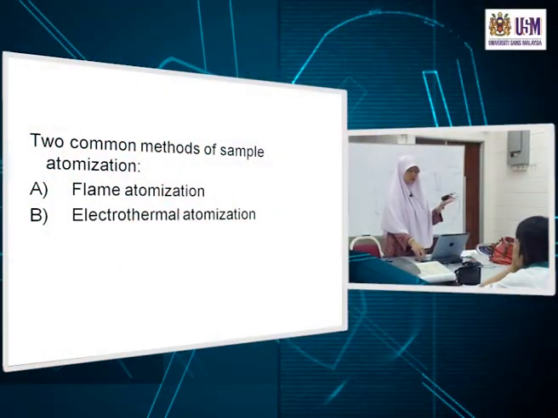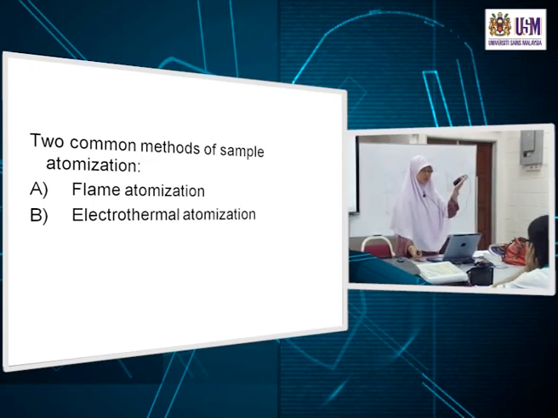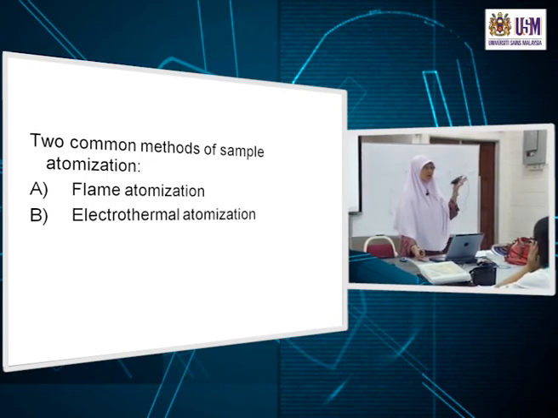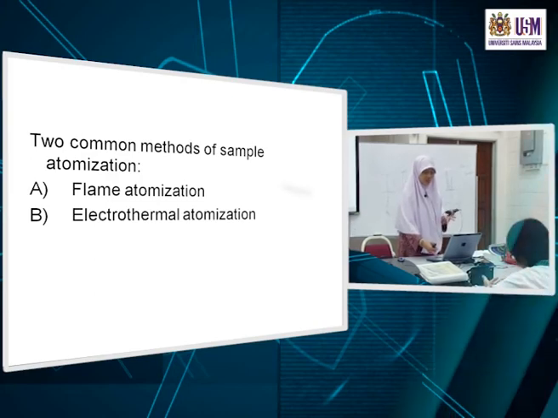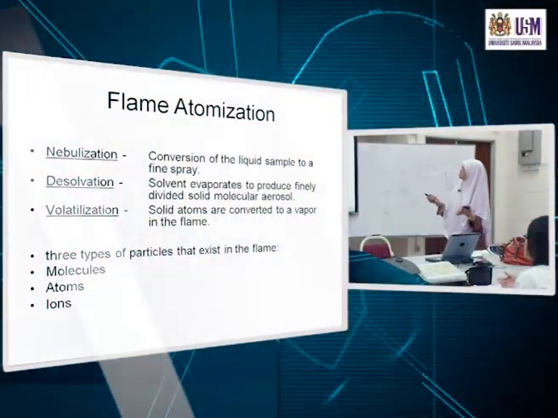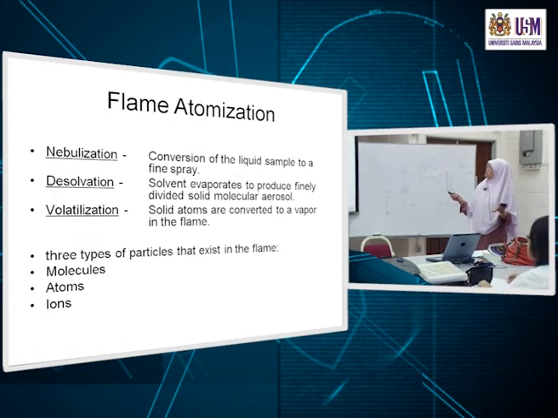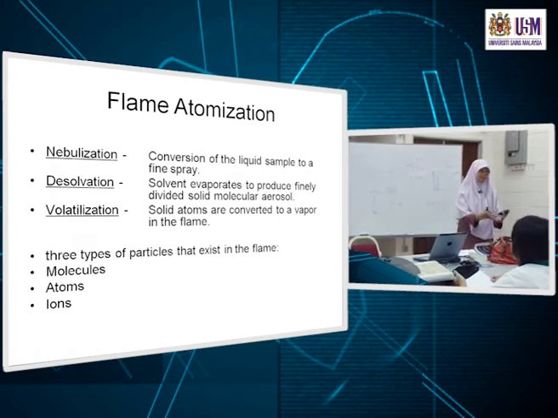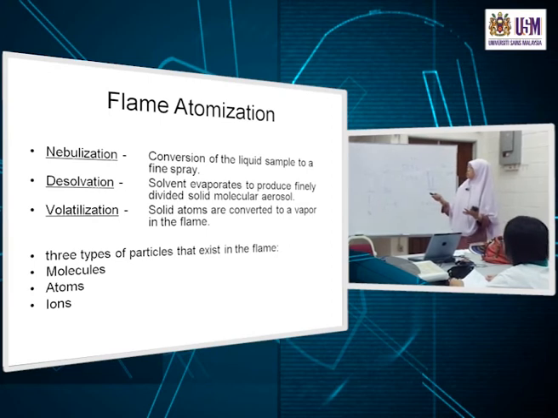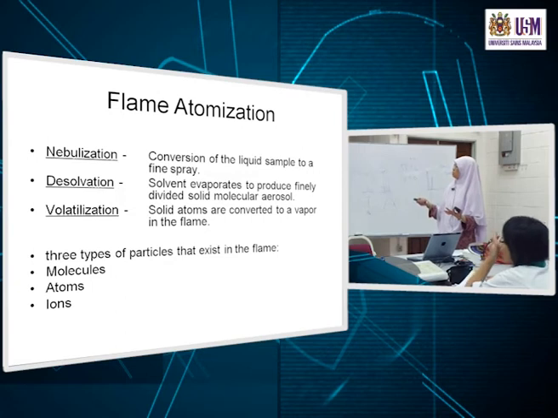As mentioned just now, atomization. In atomic absorption, we must get the atoms. How are we going to get the atoms? Either you use a flame or you use electrothermal. We will start out with flame atomization. Like we said just now, sample in solution needs to be changed to an aerosol, a fine spray of droplets, undergo desolvation, volatilization, okay? So now, ultimately in your flame, you will get not only your atoms, you will get some molecules, some ions.